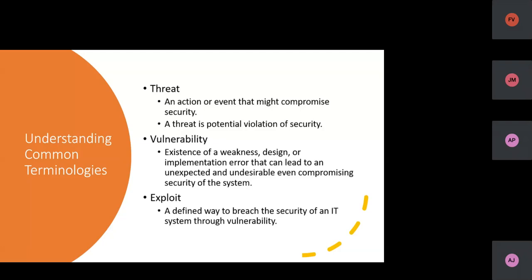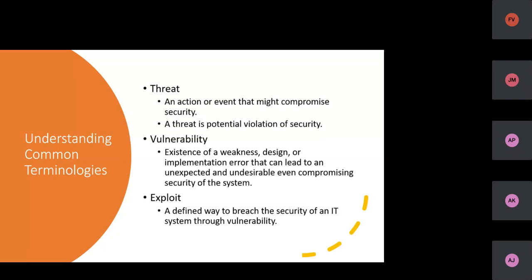It can be anything. So a threat is something that might compromise the security: an action, event, or person that can compromise the security. A vulnerability is a weakness in the system. An exploit is a defined way to breach the system.